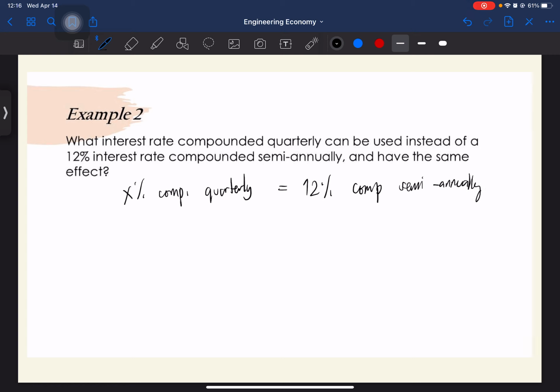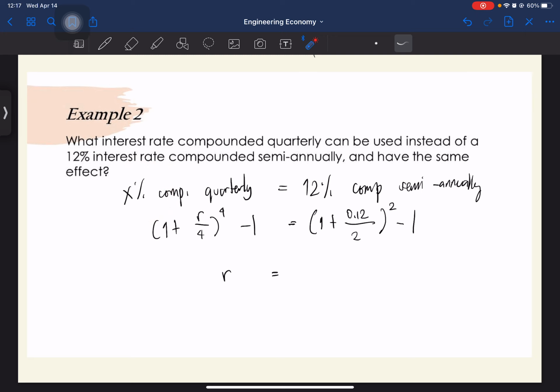Okay? So, ibig sabihin parehas lang sila ng effective interest rate. Ang effective interest rate netong una ay 1 plus R over M. Ang M niya ay 4 since quarterly ang compounding. So, you have (1 plus R over 4) raised to 4 minus 1 equals (1 plus 0.12 divided by 2) raised to 2 minus 1. Okay, then you simply have to solve kung ano yung R.